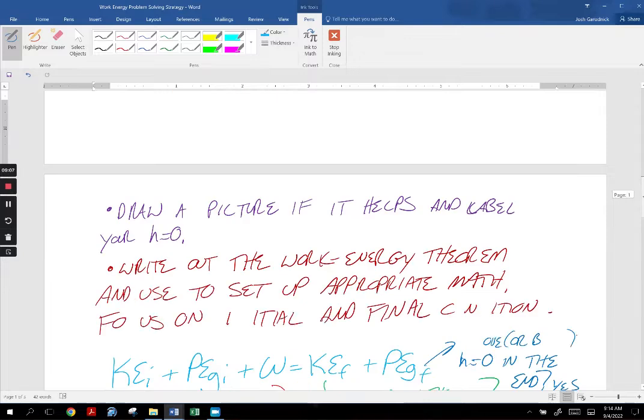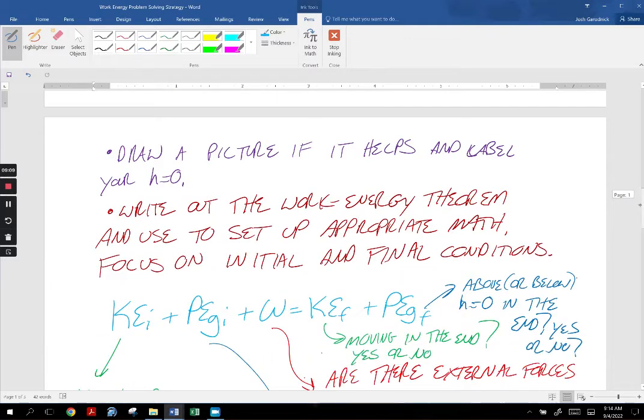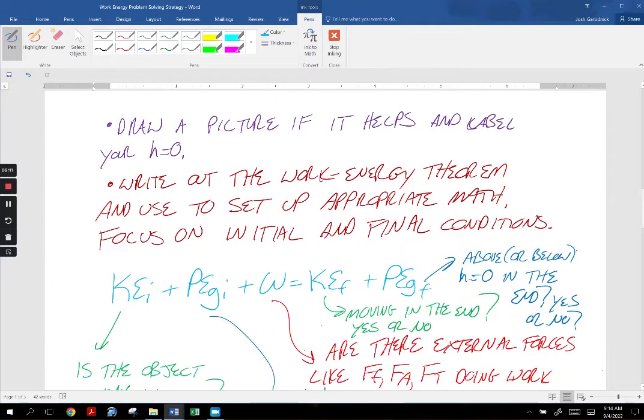All right. So this is my problem solving strategy for you, designed especially for you. Draw a picture if it helps, and I would label as much as you can: initial velocities, final velocities, heights of 0. If it's an incline, I strongly suggest, I'm going to write this right here, right now.